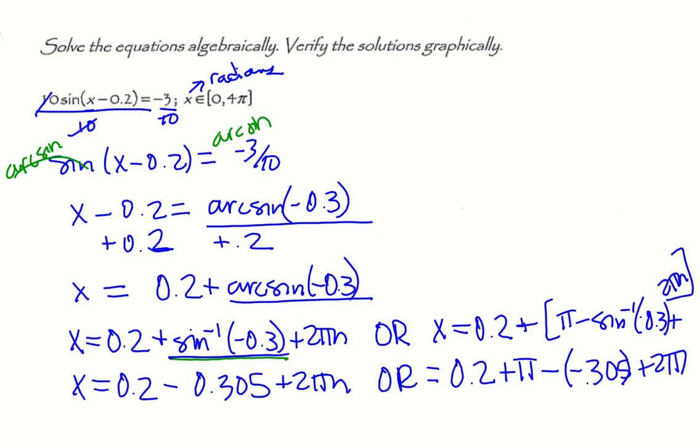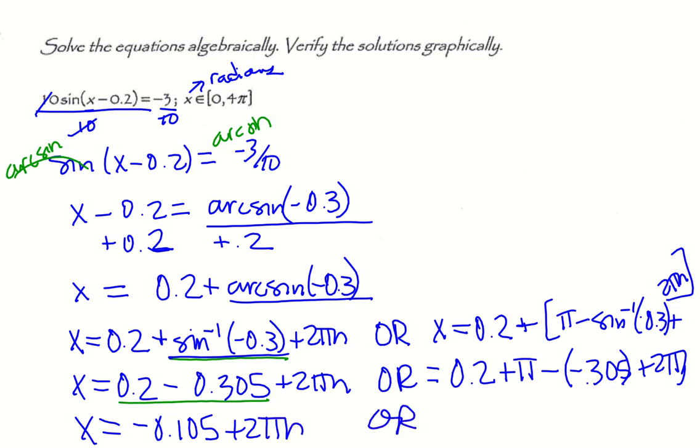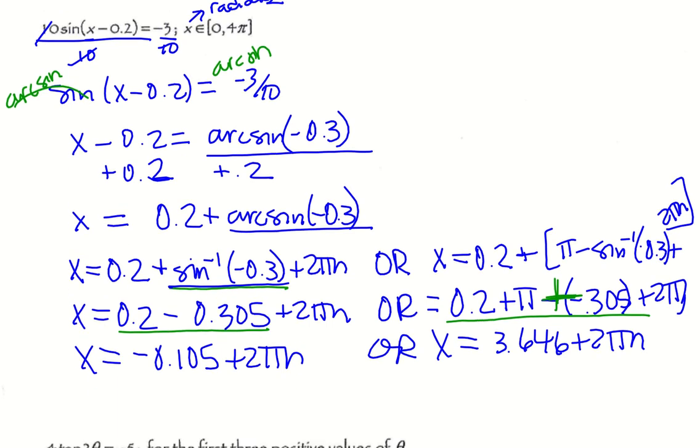We can simplify that a little bit, so these two numbers can be combined. Neither one has the n in it, and I get x equals negative 0.105 plus 2 pi n. Or, on this side, we can combine 0.2 plus pi, and minus the negative would be plus 0.305. So I end up here with x equals, combining those, 3.646 plus 2 pi n. Those are our general solutions.